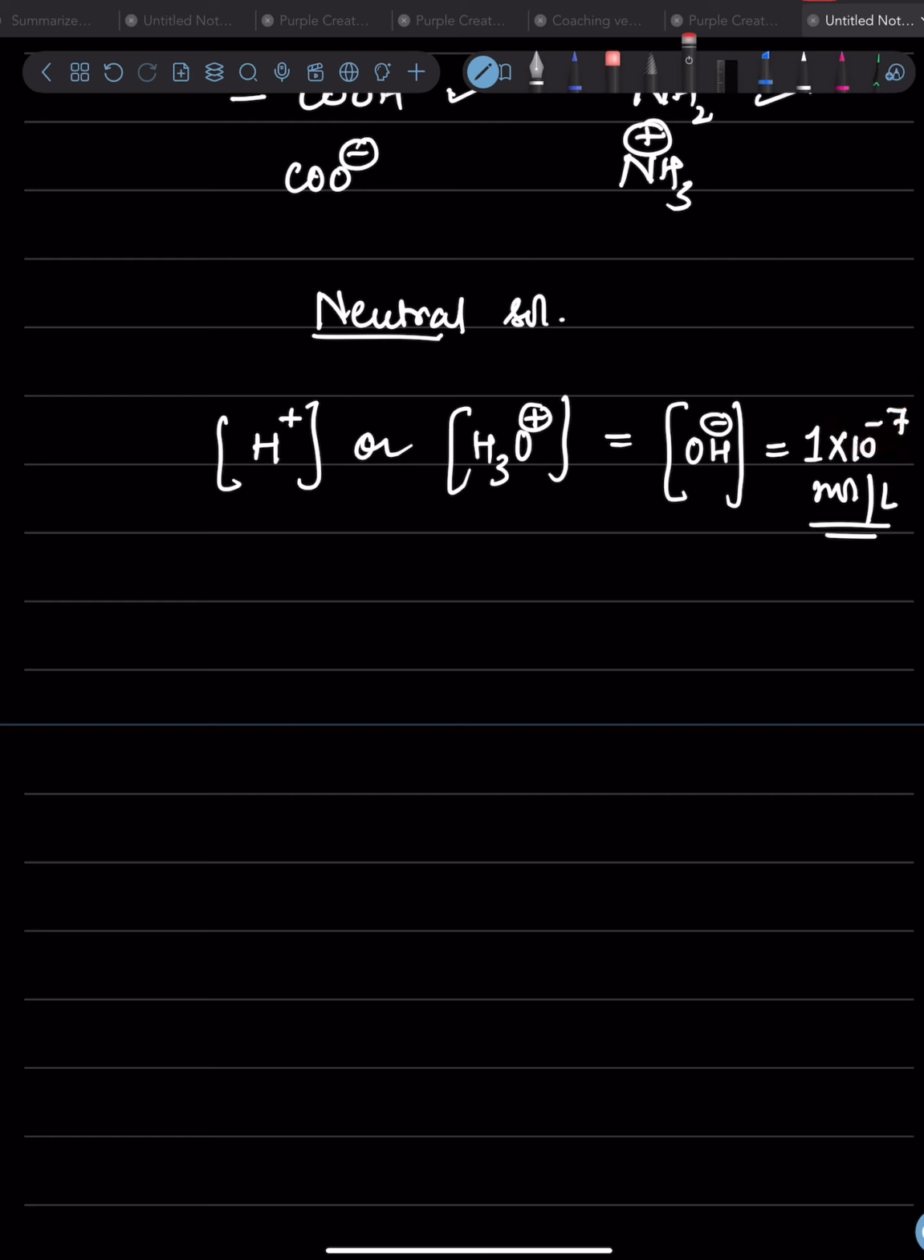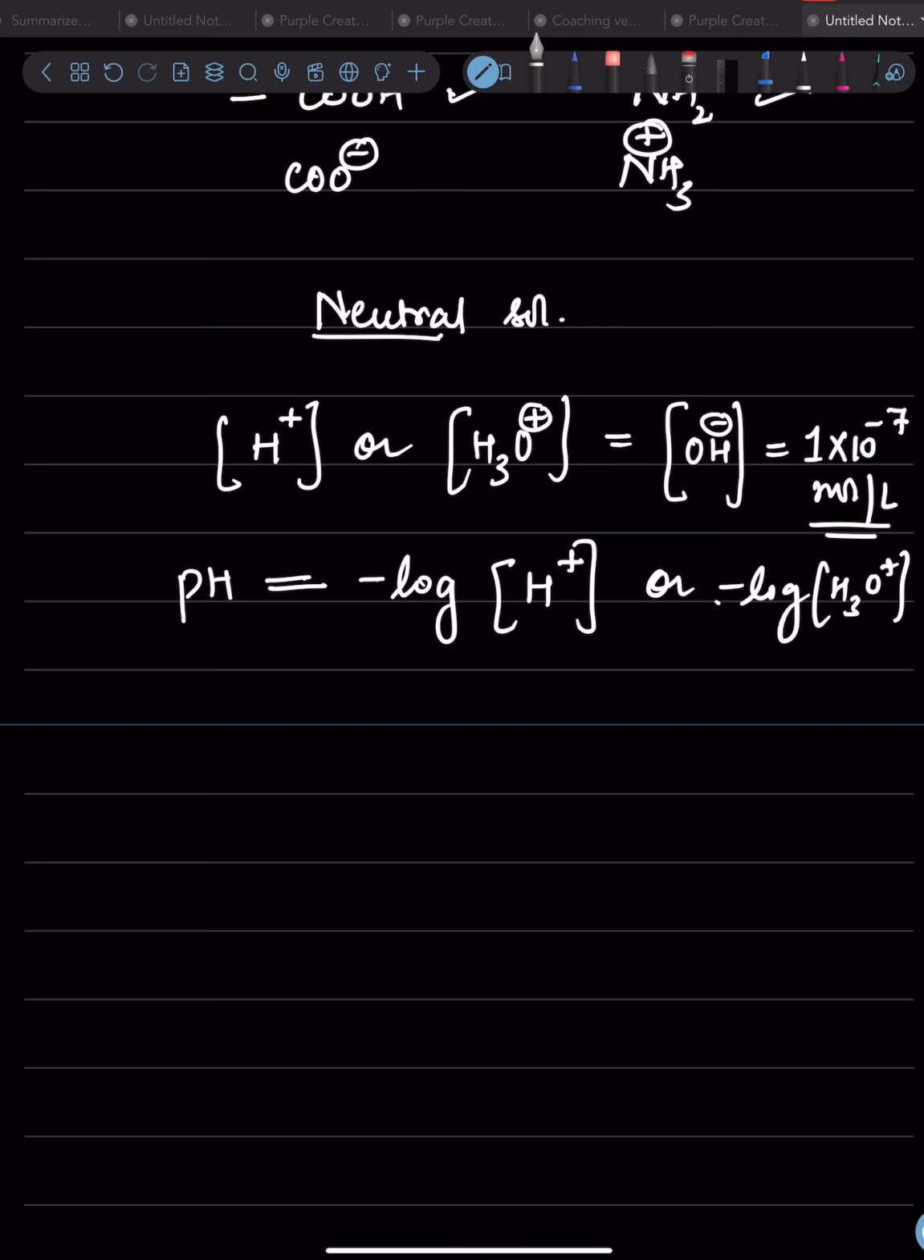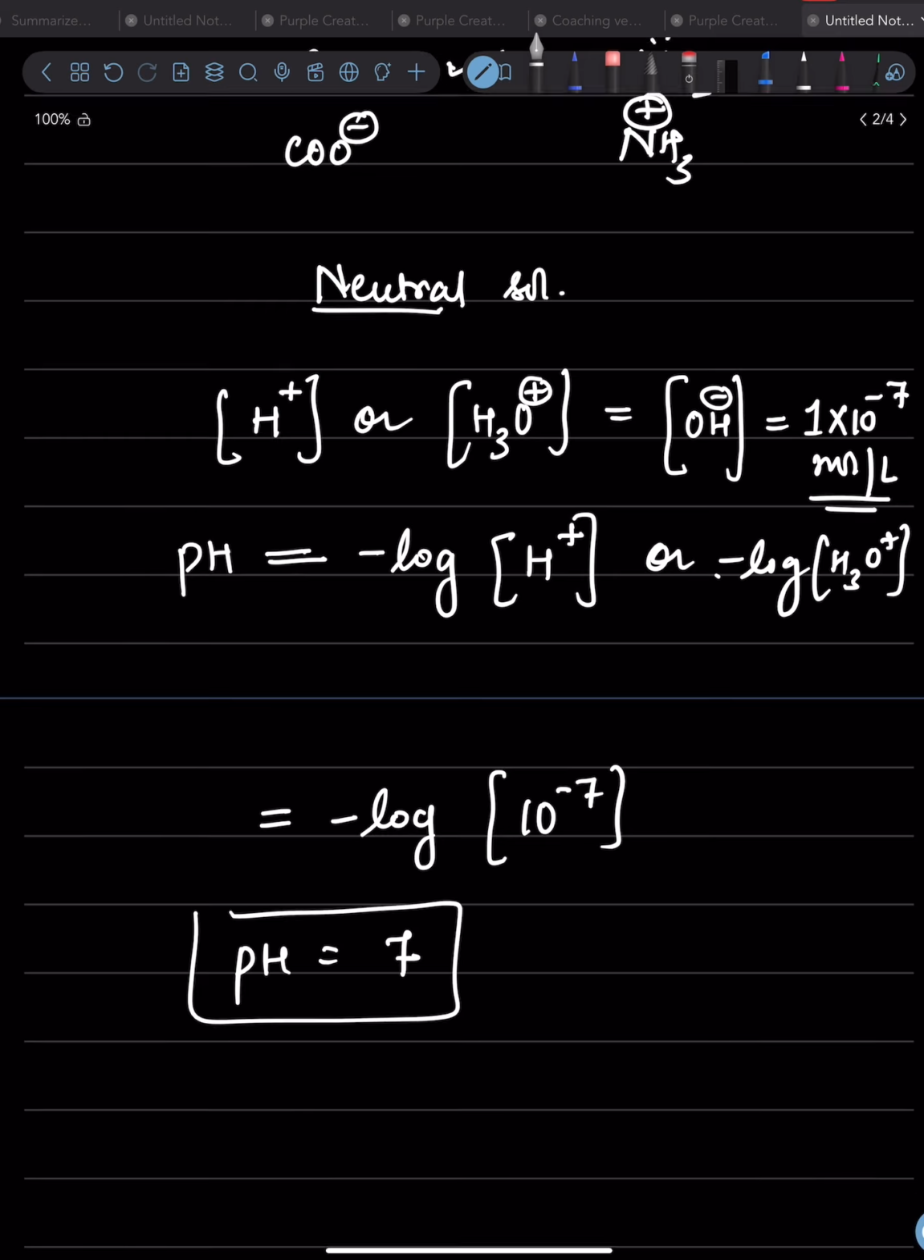So that's why we devised the pH scale, where pH is equal to negative log of the concentration of H positive ion, or negative log of the concentration of hydronium ion. Both are the same. If we substitute the concentration of hydronium ion, which is 10 raised to the power minus 7, we get the pH to be 7. So for neutral solutions, the pH is 7.